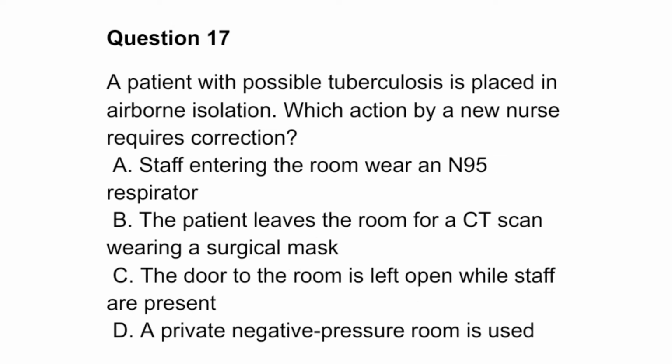Question 17. A patient with possible tuberculosis is placed in airborne isolation. Which action by a new nurse requires correction? A. Staff entering the room wear an N95 respirator. B. The patient leaves the room for a CT scan wearing a surgical mask. C. The door to the room is left open while staff are present. D. A private negative pressure room is used.